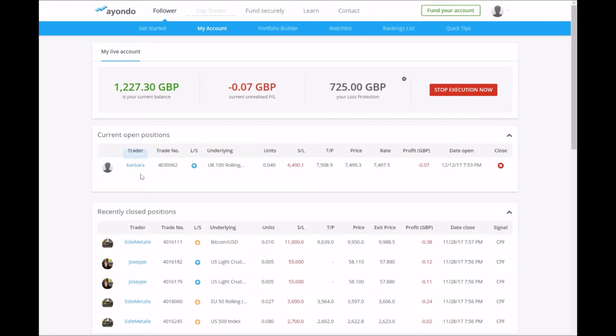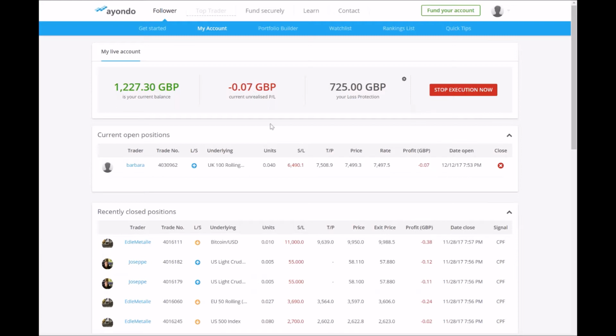So Barbara's just done a trade on the FTSE, UK 100. Tiny size though, so it's 4p a point. So the level of risk dialed in for me is 0.04, which is 4p a point. No, sorry, price 74.99 is where the trade was done. There's the market now. So there's my running P&L. So if any new trades go through, you'll see them appear.